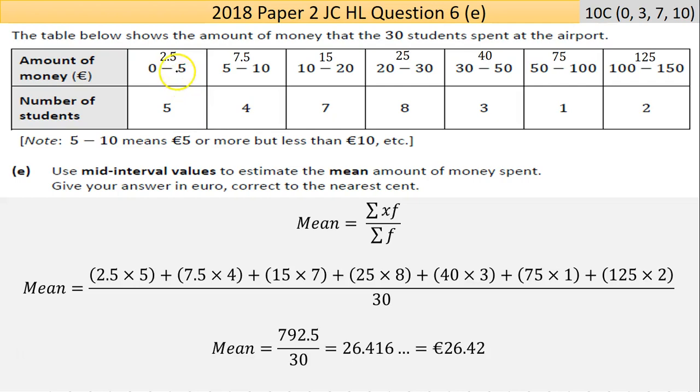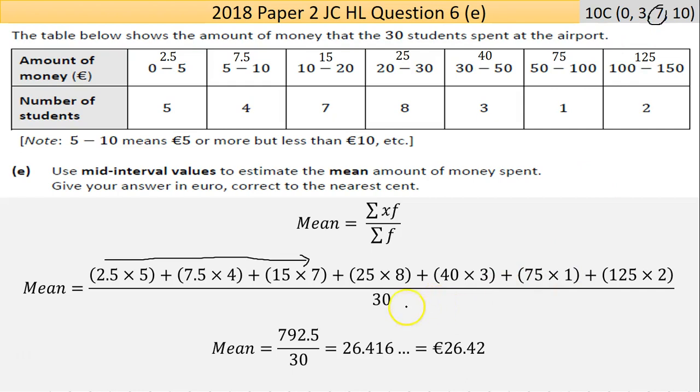So I'll go to the answer here. I've written the mid-interval values in just for illustration: 15, halfway between 20 and 30 is 25, etc. We're going to use our formula for the mean of a frequency table. It's the sum of the data times the frequency, all divided by the sum of the frequencies. So we take the first one, that's 2.5 times the frequency, plus 7.5 times 4, plus 15 times 7, plus 25 times 8. You see it's all reflected here in the calculation. If I do get the wrong answer, I have the work shown, so I'll do pretty well.